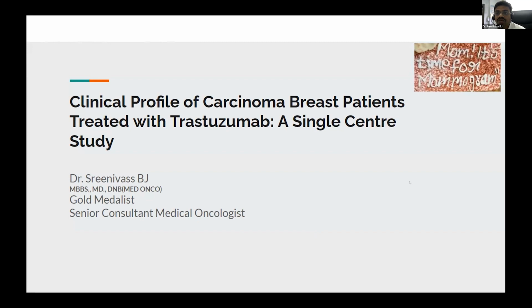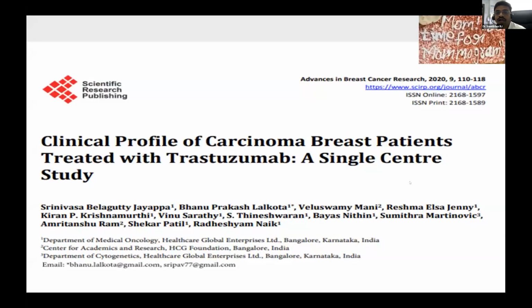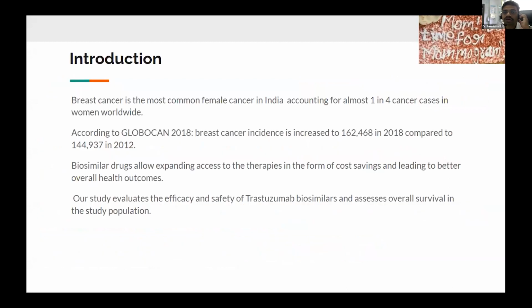Coming back to the scientific study, this is the published paper, "Clinical profile of carcinoma breast patients treated with trastuzumab: a single center study," published in Advances in Breast Cancer Research in 2020. This is the introduction. Breast cancer is the most common female cancer in India, accounting for almost 1 in 4 cancer cases in women worldwide. According to Globocan 2018, incidence increased to 162,000 from 144,000, and it keeps on increasing.